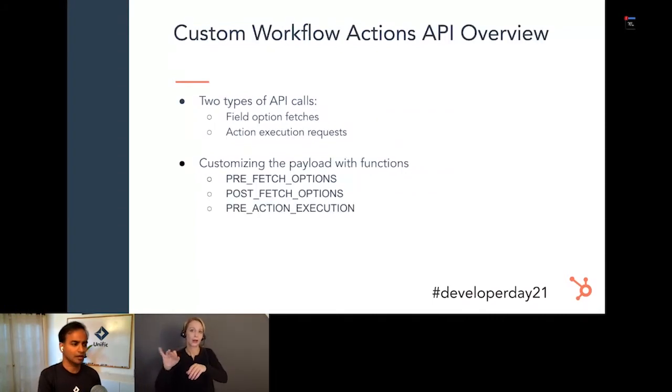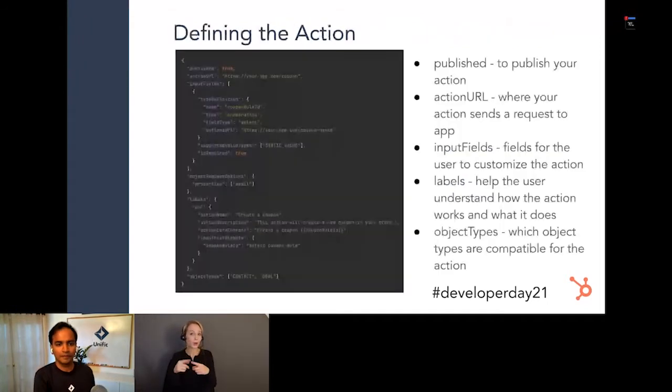There are two types of API calls, if we break it down: field option fetches and action execution requests. These allow you to separate out what your app does, but there's also customizing payloaded functions. We won't cover these today, but they're very complex ways that HubSpot allows you to customize what should happen when these requests happen. Now let's get into defining the action.